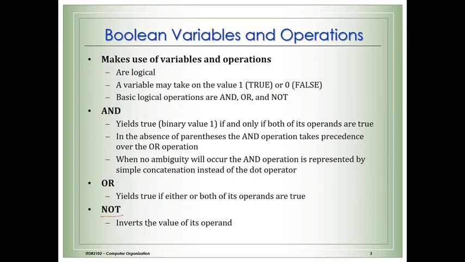NOT operator. This is also called an inverter, and it inverts the value of its operand. So if the value of the operand is 0, it will convert it to 1. If the value of the operand is 1, the NOT operation will convert this value to 0.